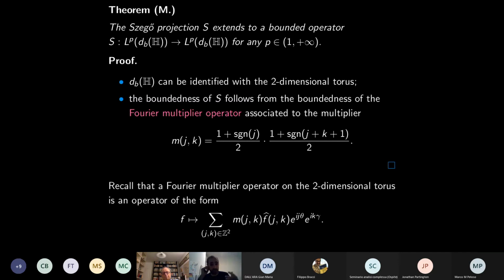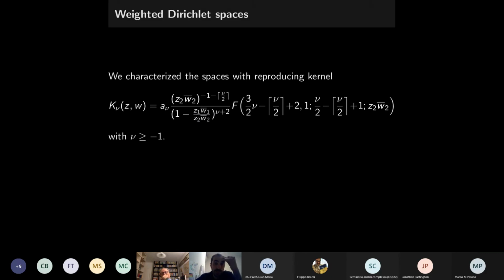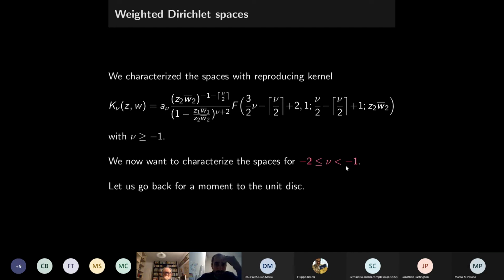So we defined weighted Bergman spaces and studied the Bergman projection. We defined a Hardy space and studied its associated Szegő projection. What about weighted Dirichlet spaces? Now I want to enlarge our family of spaces. We have our family of kernels, which is the following, and we characterized all the spaces for the value nu greater than or equal to -1. Now we focus on the other range, when nu is greater than or equal to -2 and smaller than -1.